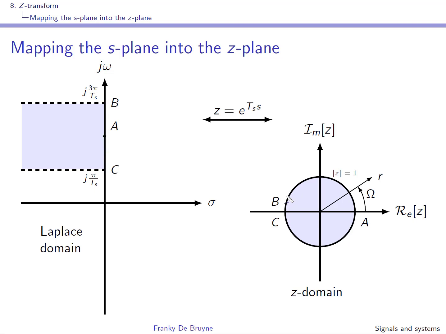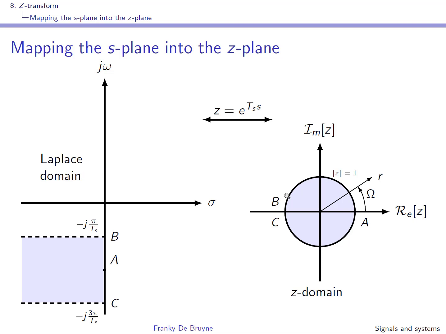I guess you can start to understand now. This portion that corresponds to the analog frequency minus 3 pi over ts to minus pi over ts is also mapped on the unit circle. The discrete frequency goes from minus 3 pi to minus pi.